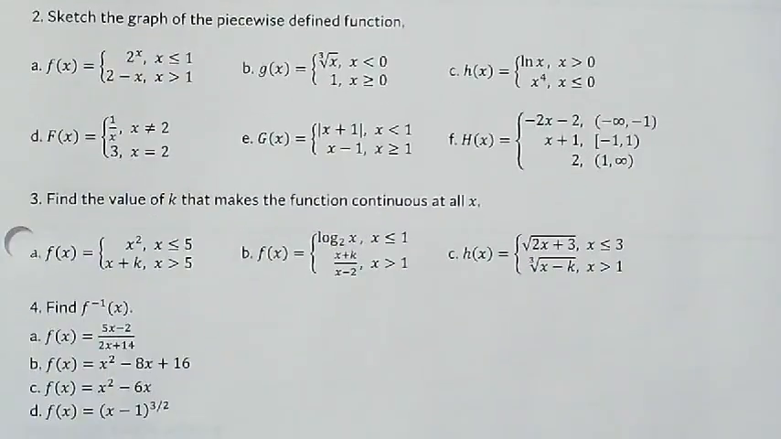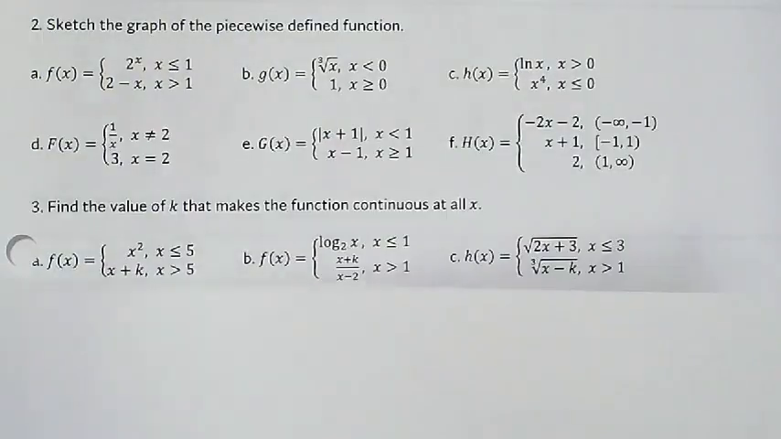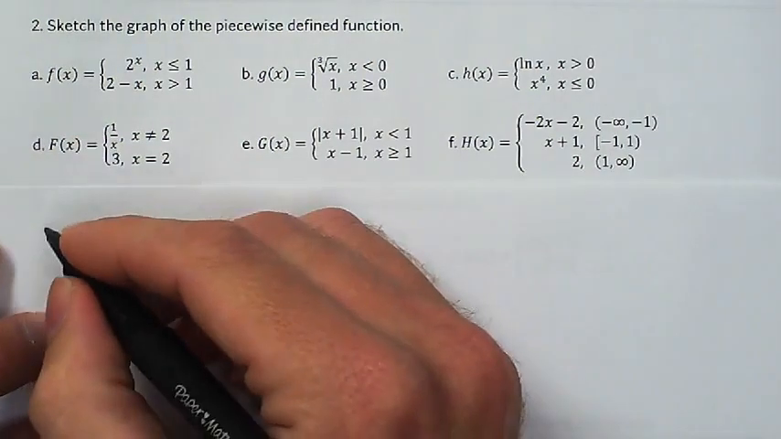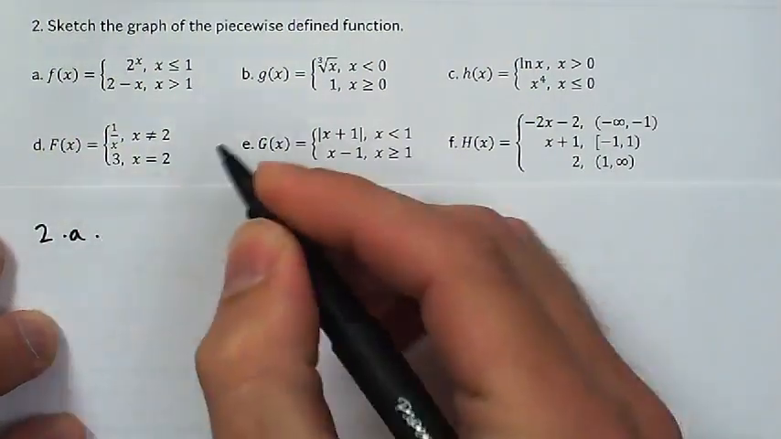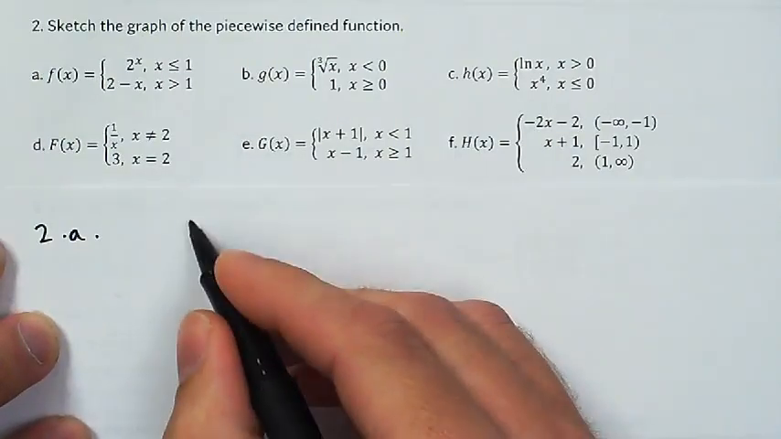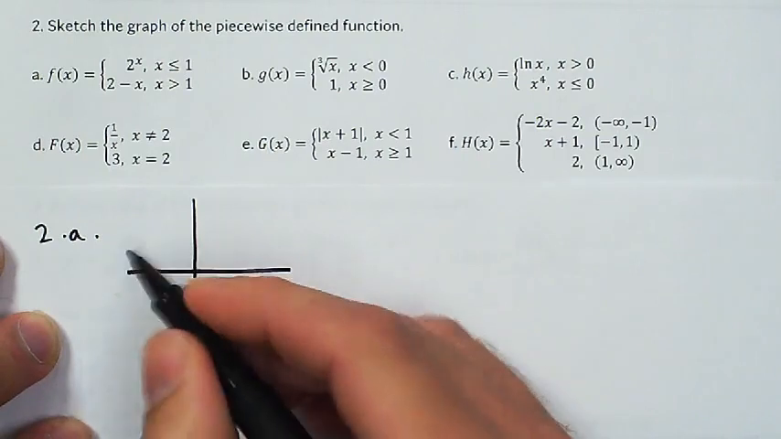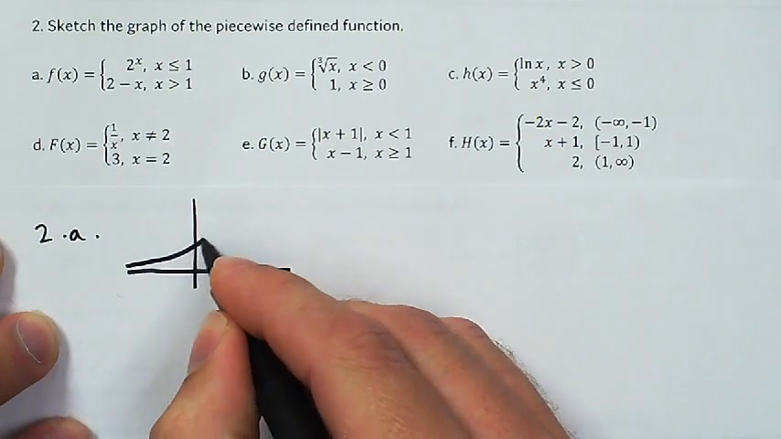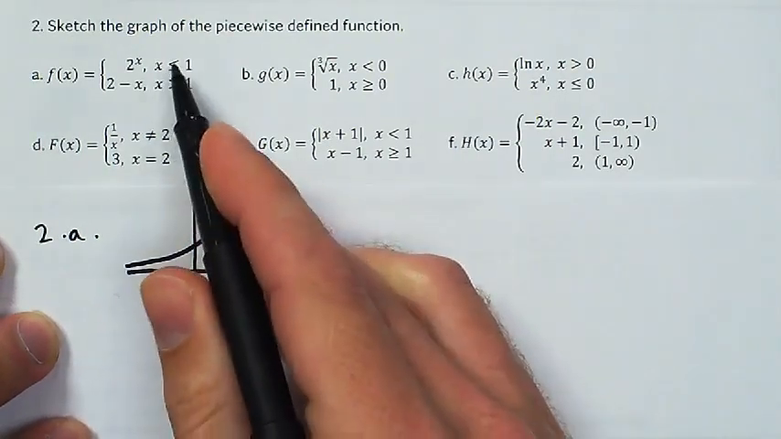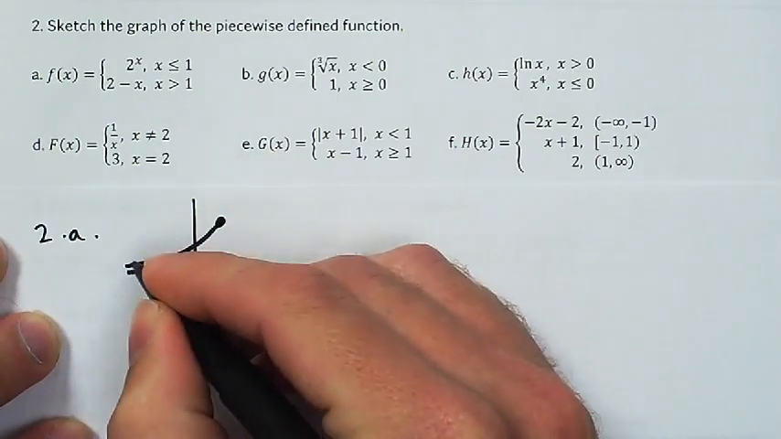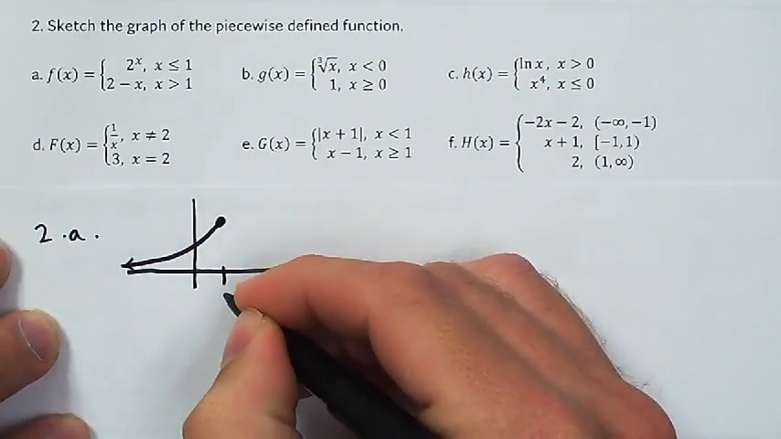Okay. Number 2 is going to ask us to sketch some graphs. And this does not have to be anything super special. I don't need you to do this on graph paper or anything. I'm going to say, all right, 2 to the x, that's exponential growth. And 2 minus x. All right, so it's going to go up like that until x is equal to 1. x is less than or equal to 1. So I'm just going to put that there.